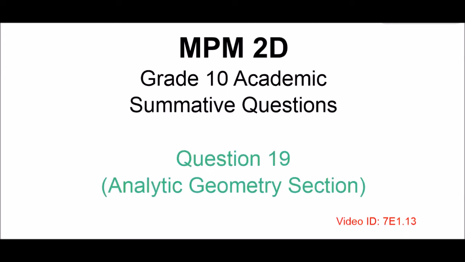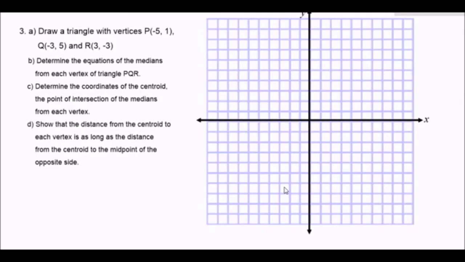This video is for grade 10 students who are working on the year-end summative. It's question 19, which is from the Analytic geometry section. And here's the question. It starts with draw a triangle, and then it has us do all kinds of math with that triangle. So just so you know, this is going to be a pretty long bit of math we're going to have to do, so get comfortable.